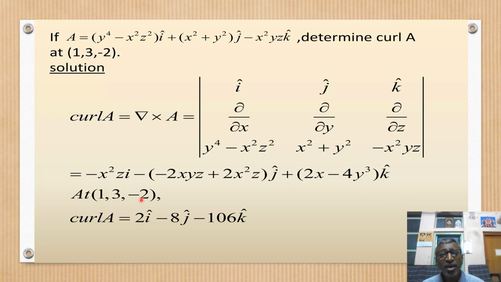Now as before, you substitute for x, y, z equal to 1, 3, minus 2, and you will get curl A is equal to 2i minus 8j minus 106k. So likewise, you can calculate the curl of a given vector point function.